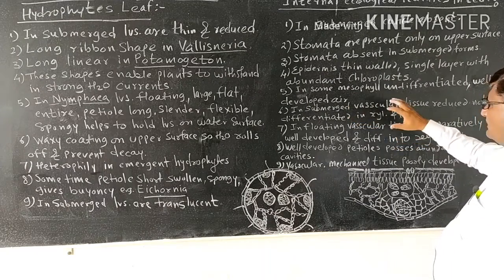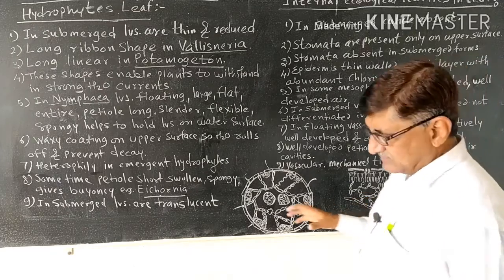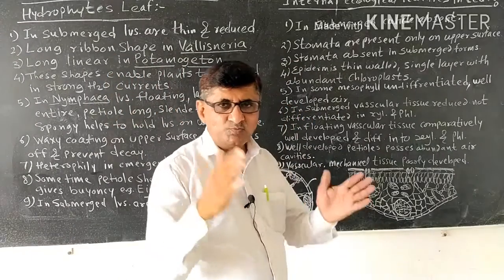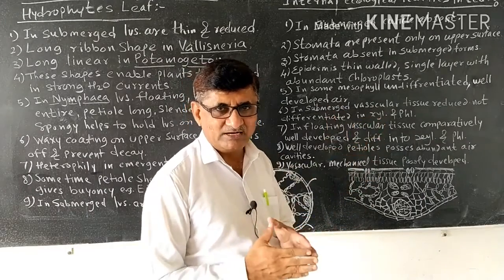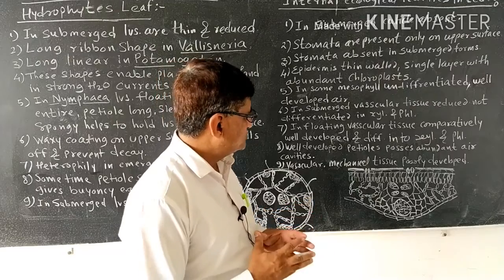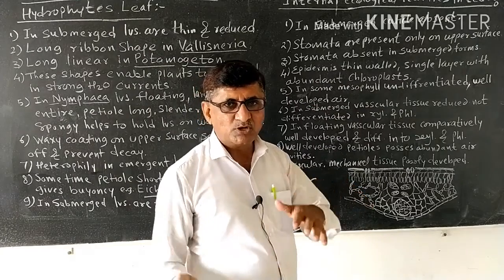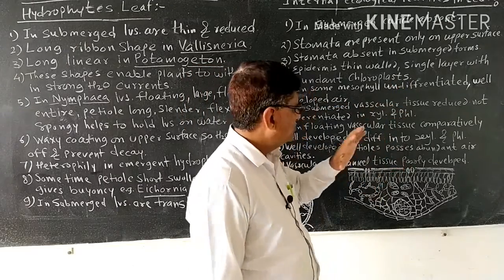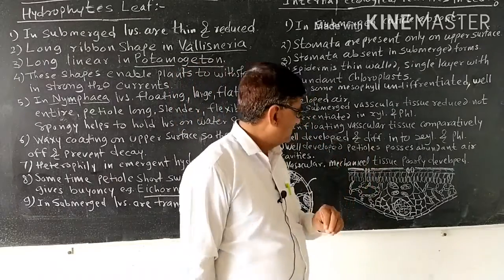In some hydrophytes, the mesophyll is undifferentiated. The mesophyll tissue is the tissue present in between the upper and lower epidermis. Normally this mesophyll tissue is differentiated into palisade cells and spongy cells, but in some hydrophytes such differentiation in the mesophyll tissue you will not see, while in some other hydrophytes you will see such differentiation.